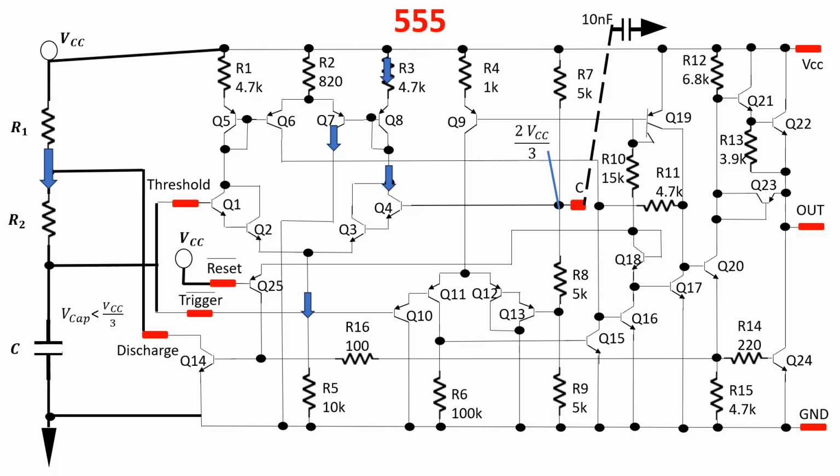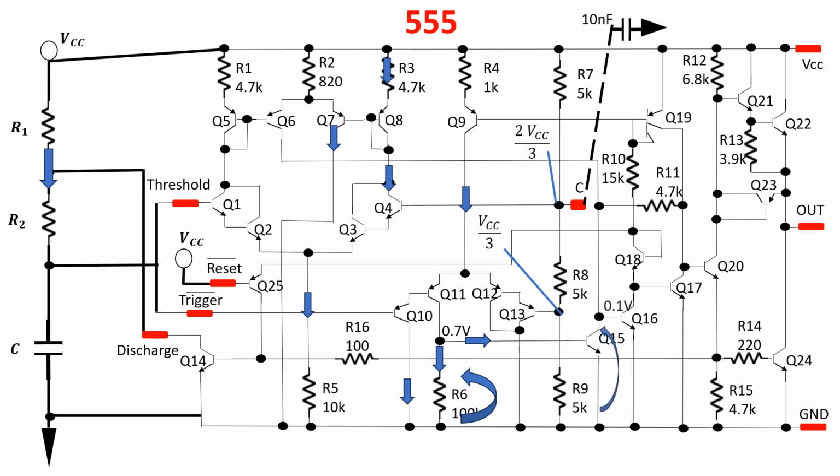The trigger comparator has an input at 1/3 of VCC, so if the trigger input is less than 1/3 of VCC, the current flows in this branch of the differential pair. The voltage across R6 starts to increase, and when it reaches 0.7 volts, Q15 is on, drawing current from the collector of Q11. The current provided to the base of Q15 has to be enough to force it in saturation. When Q15 is in saturation, its collector-emitter voltage is around 0.1 volts, switching off Q16.